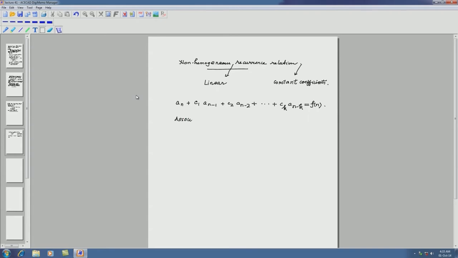associated homogeneous recurrence relation is a n plus c 1 a n minus 1 plus c 2 a n minus 2 plus and so on, and we go up to c k a n minus k equal to 0.